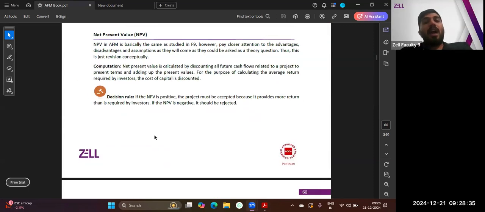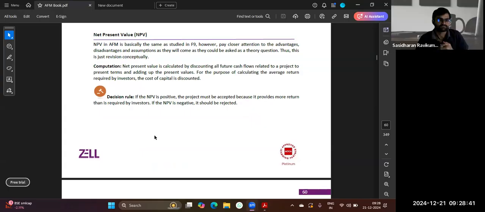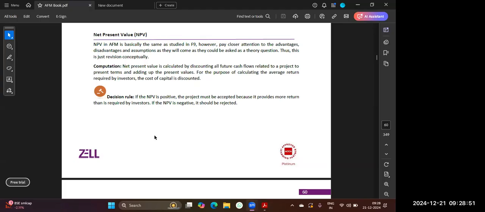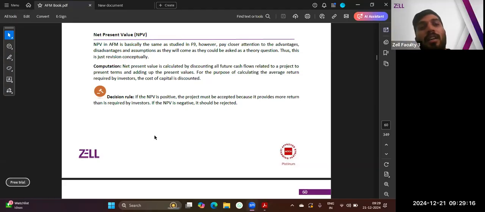Have you guys heard of net present value? What do you mean by net present value? Present value of all the cash inflows and outflows together make it a net present value. It is nothing but the present value of all the future cash flows.